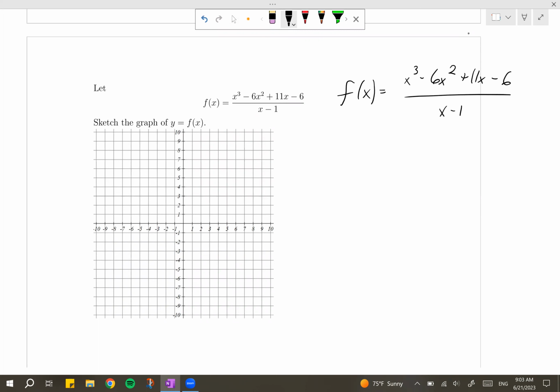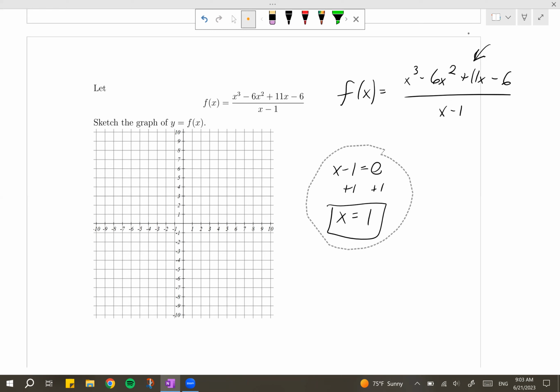All right. So I'm going to try and see if maybe this x minus 1 is a factor of this x cubed polynomial. And I'll know if it is because x minus 1 equal to 0, I can add 1, x equals 1. If when x is equal to 1, this numerator is equal to 0, then it's a root, and I can factor it out.